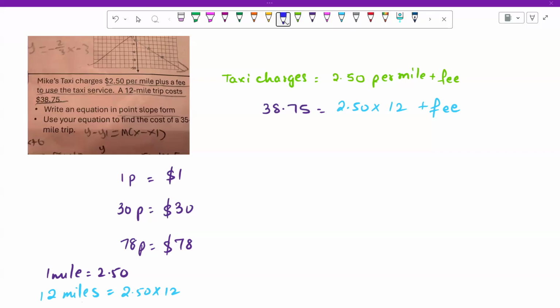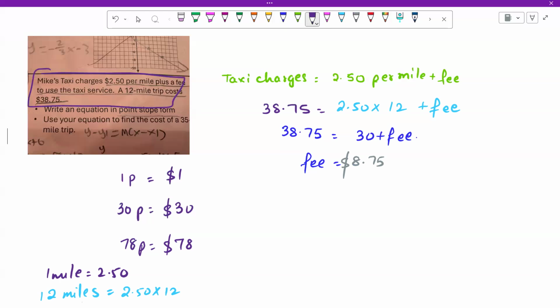Okay. So out of these two, what is the first thing we will solve? What do we get when we solve it? 30 plus fee. So you would subtract 30 from both sides. Correct? How much do we get there as the fee? 8.75. Correct. So the fee that they are charging for using the taxi service is this much. So this is what we interpreted from what was given in these lines.